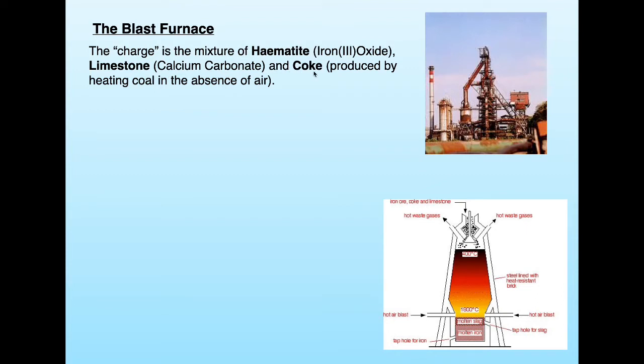And coke is coal that you heat in the absence of air. So you make the coal, which is mainly carbon, you make it pure by heating it to a high temperature with no oxygen, and it burns off all of the sulfur and phosphorus and anything else that's there. So hematite, iron oxide, calcium carbonate, limestone, and coke, and you put them in the top. They fall into the blast furnace, and the temperature as you go down the blast furnace gets hotter and hotter.